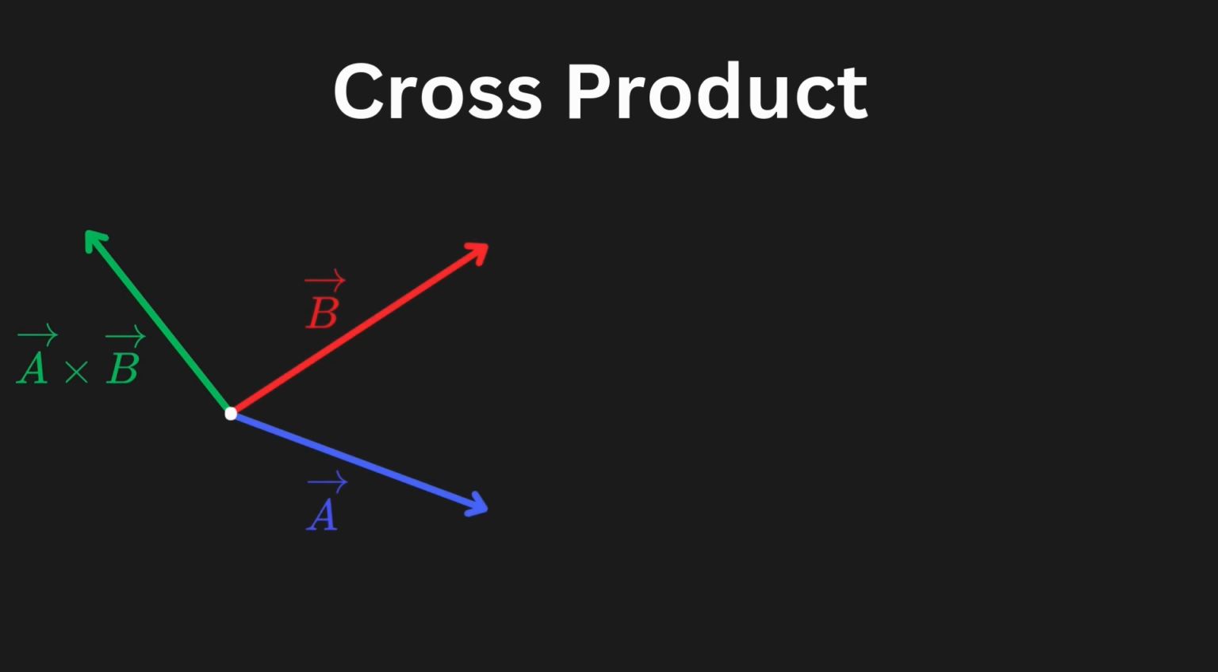Take a look. The result of the cross product is a vector that is perpendicular to the two vectors that we use for this operation. It is worth mentioning that we use cross product only for three-dimensional vectors. I marked our perpendicular vector, which I called A cross B, using green color.